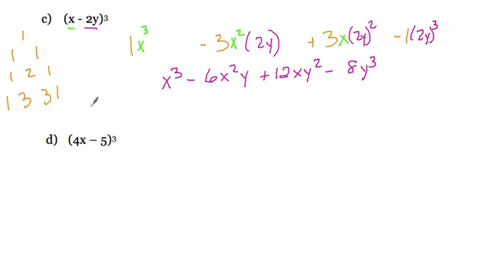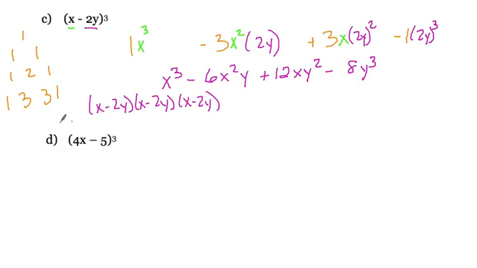Now you'd get the same thing if you did x minus 2y times x minus 2y times x minus 2y, but that would take you much longer and be a much easier way of messing things up as opposed to just doing it this way. And I think the Pascal's Triangle is the easiest way of doing that.